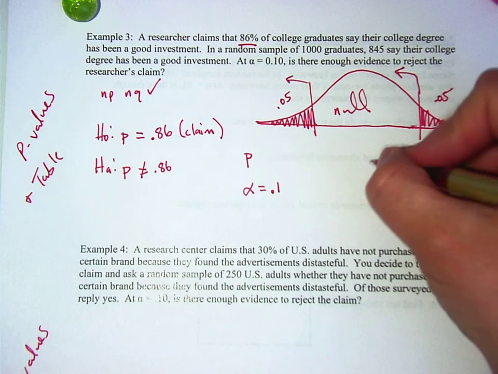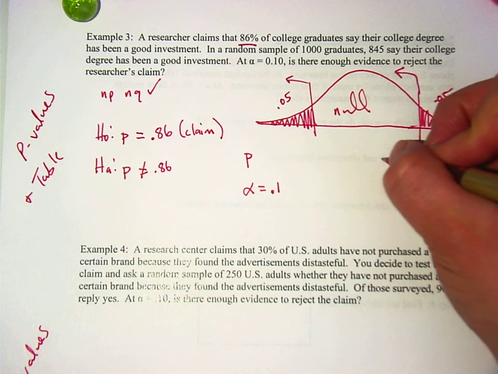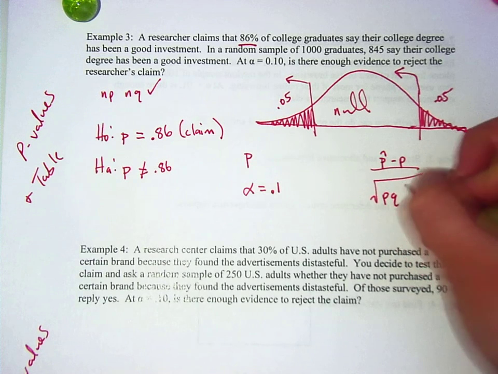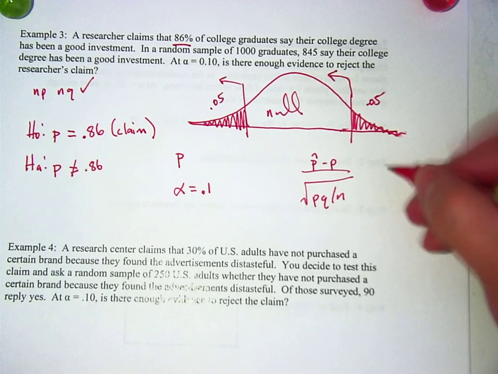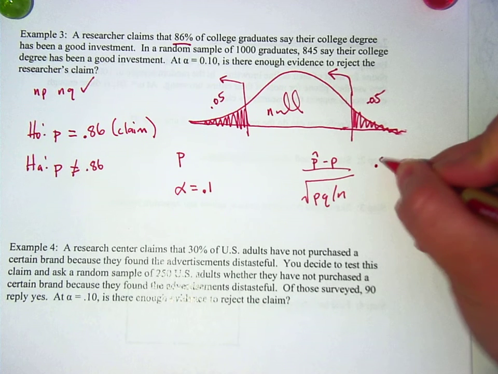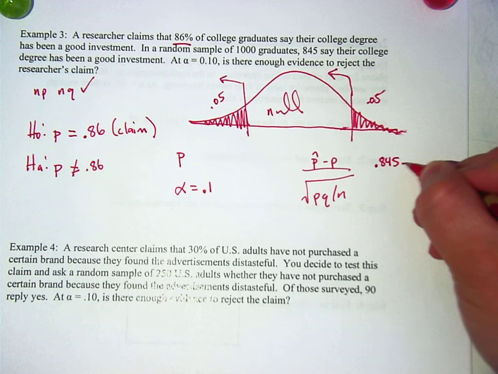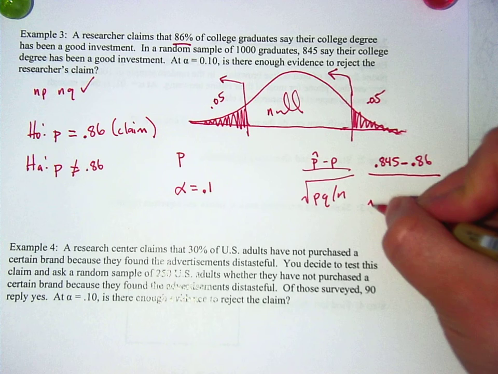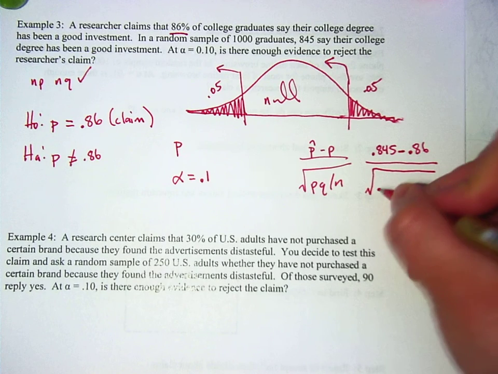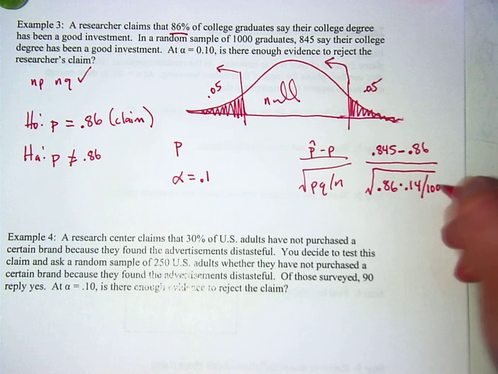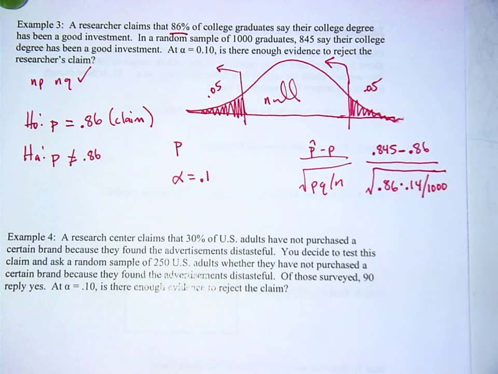So our p-value is going to be the formula. That is going to be p hat minus p over the square root of pq divided by n, which is, we have to first figure out p hat, which is 0.845, minus 0.86, over the square root of 0.86 times 0.14 divided by 1,000. Go ahead and put that in your calculator.